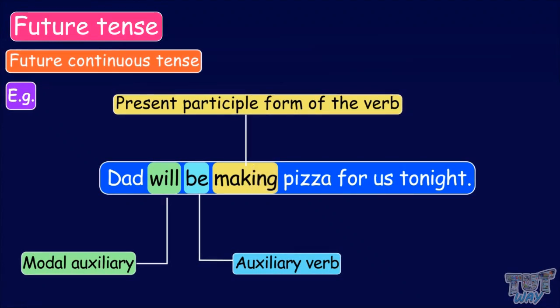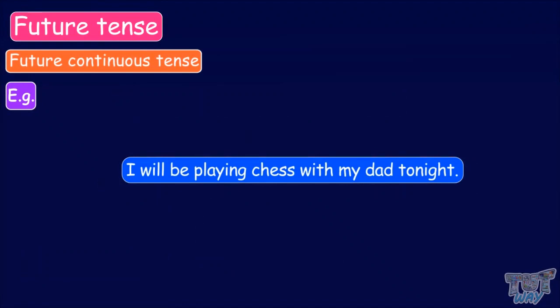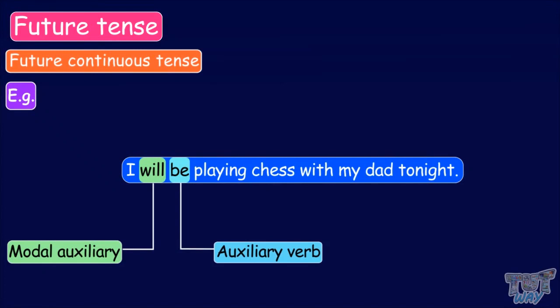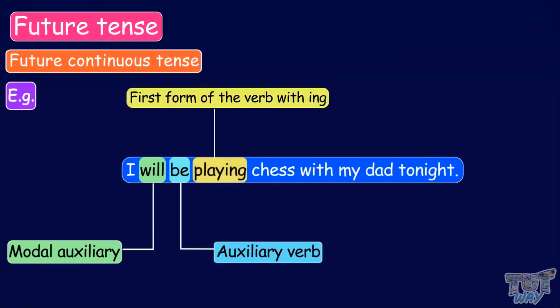Here we have examples. I will be playing chess with my dad tonight. Again, we have depicted a continuous action that will be happening in the future, and we have formed this sentence using a modal auxiliary, will, auxiliary verb, be, first form of the verb along with ing. Will be playing.